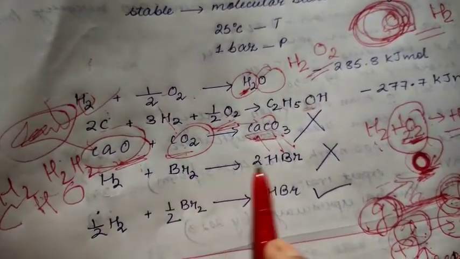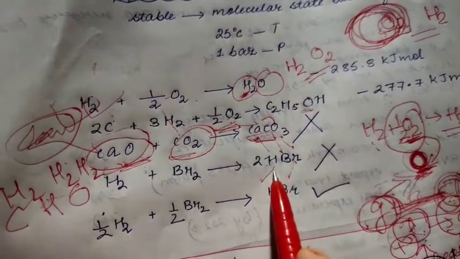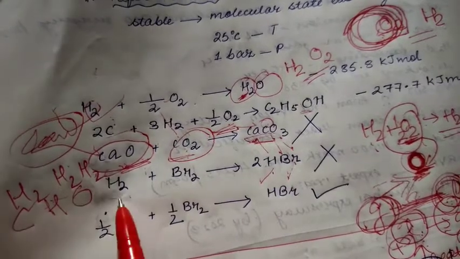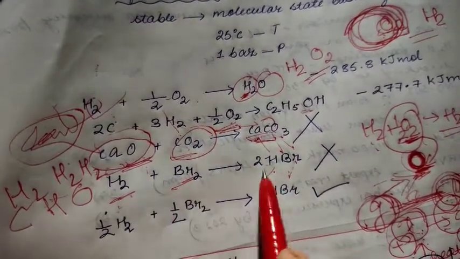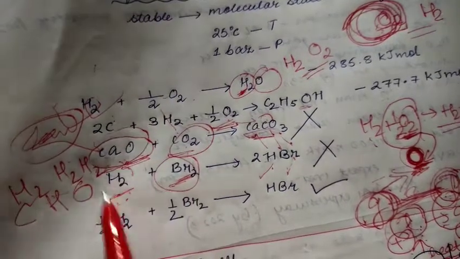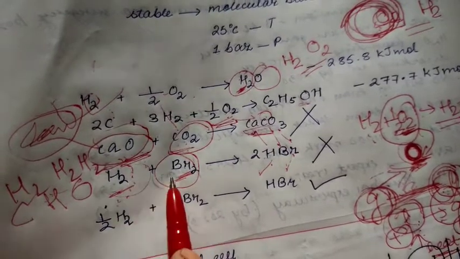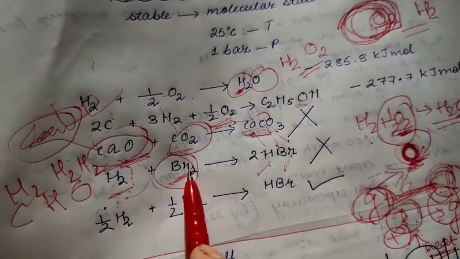Next again you see here, H2 plus Br2 gives HBr. What are the elements? Hydrogen and bromine, H and Br. But if you see here, this is okay, right? Because for hydrogen it's H2, for Br it's Br2. They are not in compound form. They are not combining with any other element. They are combining with themselves only. So what is wrong here?